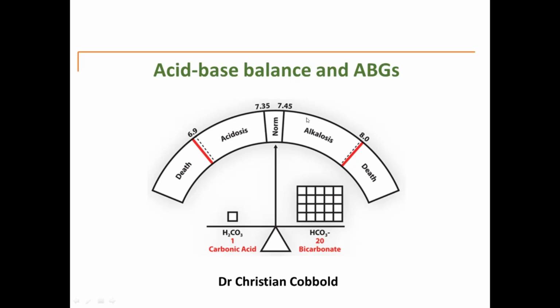And then you've got your alkalosis. This is when your pH is above 7.45. And again, that can be respiratory, if it's to do with your lungs, or metabolic, if it's to do with metabolic processes in the body. And really anything above 7.8 or 7.9 is leading to death again.